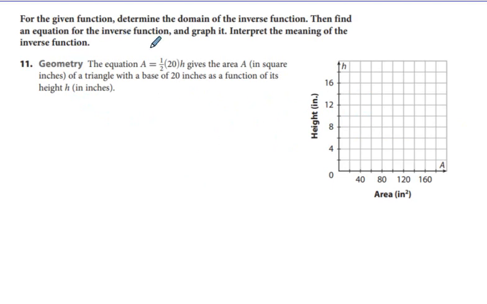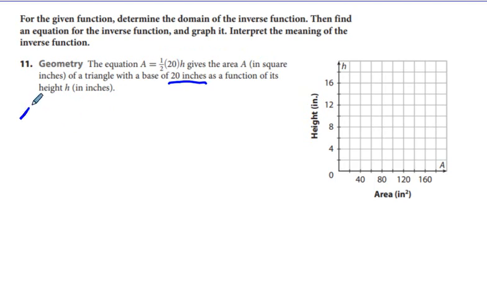For the given function, determine the domain of the inverse function, then find an equation for the inverse function and graph it. Interpret the meaning of the inverse function. Well, we have geometry. The equation A equals 1/2 times 20h gives the area A in square inches of the triangle with a base of 20 inches as a function of its height in inches.